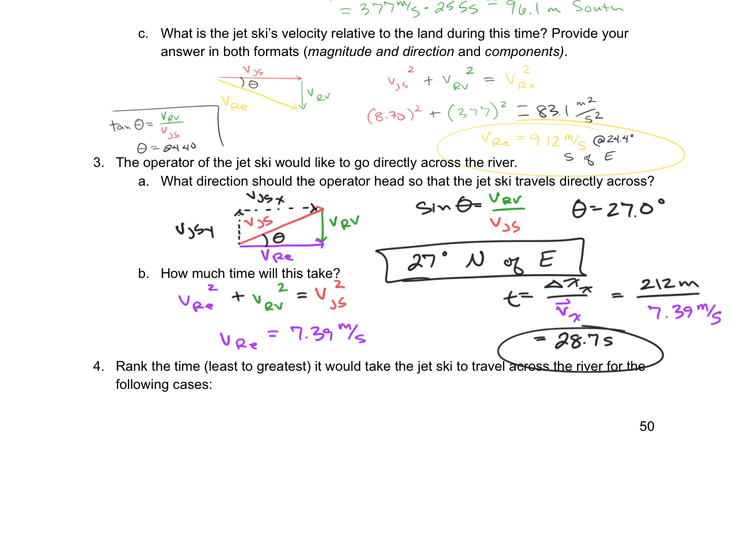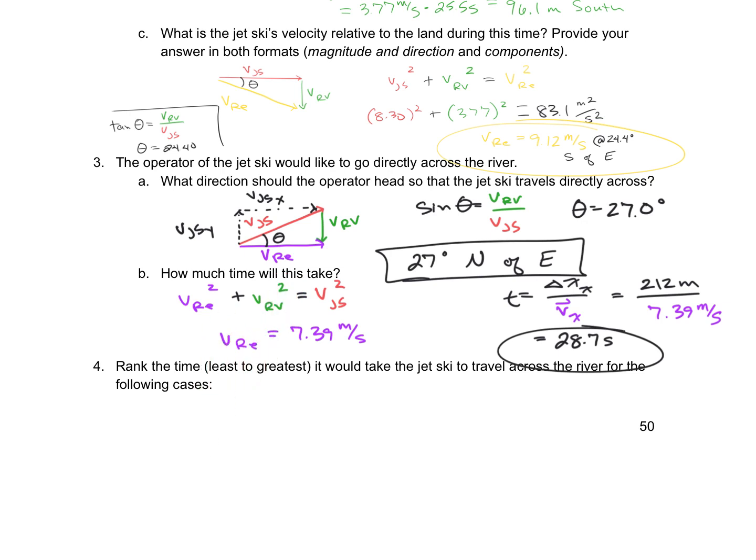And so the way to determine this is to look at the angle. So we're going to determine the angle by looking at, I used the sine in this example. So the sine is the opposite divided by the hypotenuse. And so if you take the inverse sine of that ratio, you can produce an angle of 27 degrees. So the jet ski needs to travel 27 degrees north of east. So if you're facing directly east, this jet ski needs to travel at 27 degrees north of that. So that's the direction.